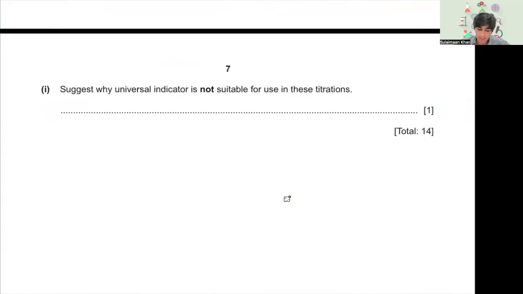Suggest why universal indicator is not a suitable indicator to use in these titrations, because you realize that universal indicator does not give you a clear endpoint, a clear color change, because it changes color over a range of pHs. The color varies over a range, right? So it has a range of colors. It gives a gradual change. देखो, आप जो मर्जी अंग्रेजी लिखो, the spirit of that English should refer to the same thing. So you wouldn't get a clear endpoint.